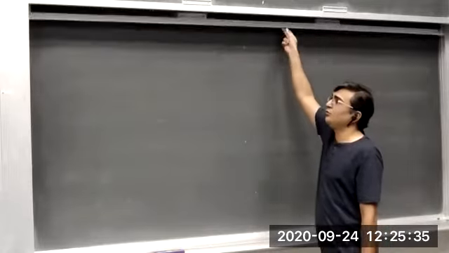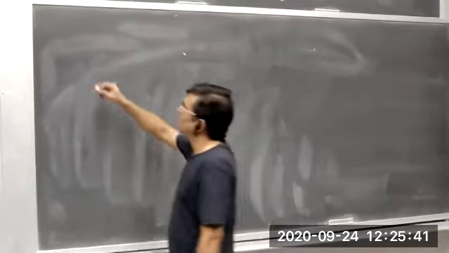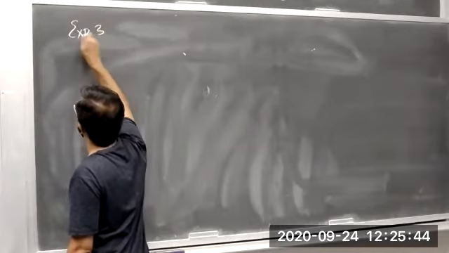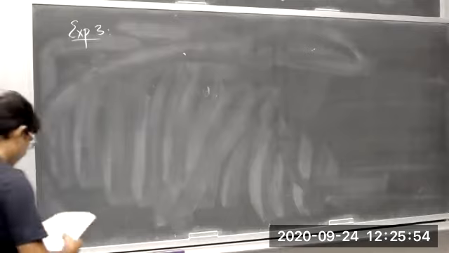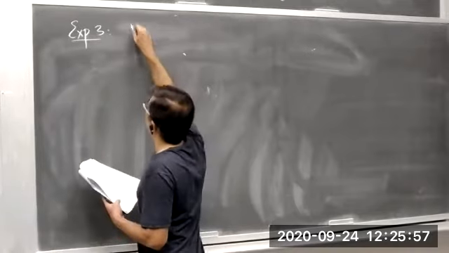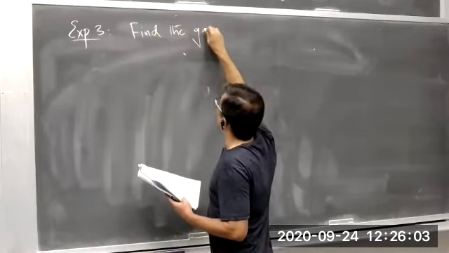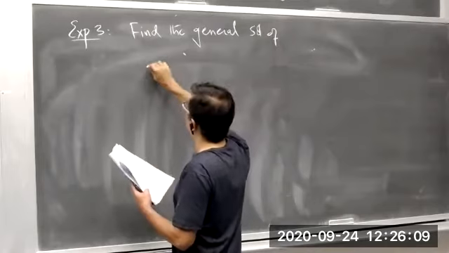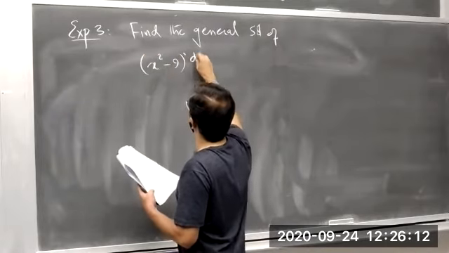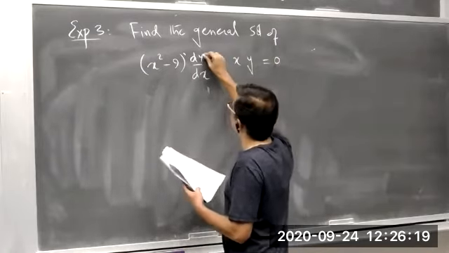Let's do another example, then you will understand it. Let's have another example. Example 3 maybe. The example is this one. Find the general solution or solve the following ODE. Find the general solution of the following ODE. x square minus 9 dy by dx plus xy equal to 0. ठीक है.